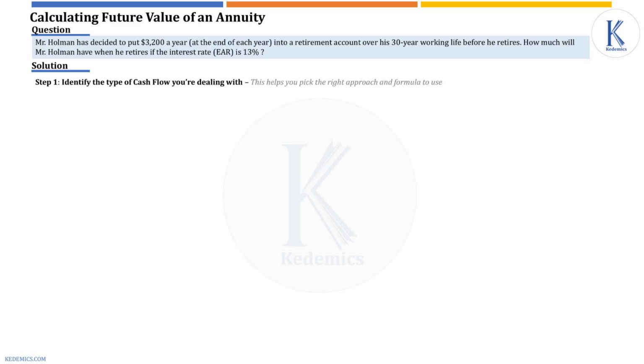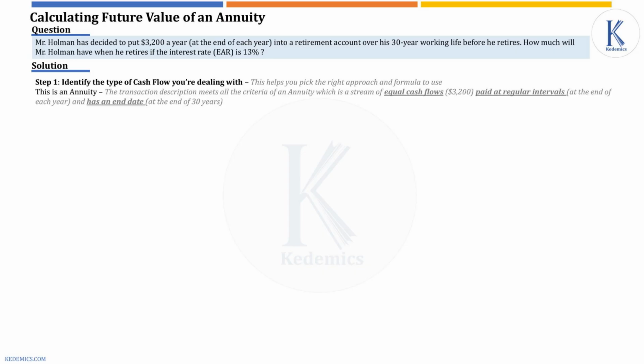First, identify the type of cash flow in the problem. This is an important first step because it helps you pick the right approach and formula to use. This is an annuity. The transaction description meets all the criteria of the definition of an annuity, which is a stream of equal cash flows paid or received at regular intervals and has an end date.